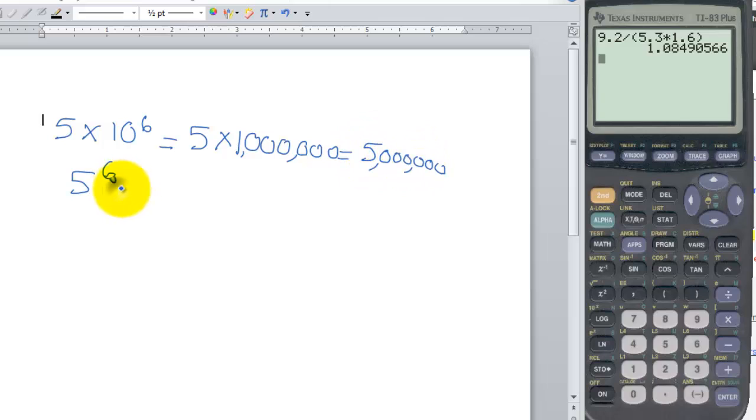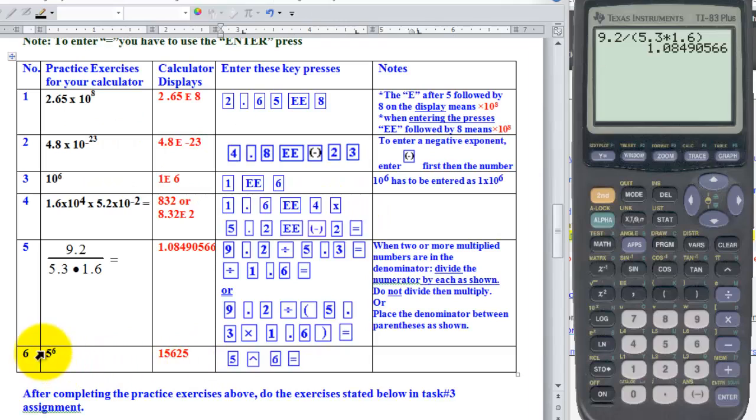While 5 to the power 6 means what? 5 to the power 6 means 5 multiplied by itself 6 times. Okay, so the answer would be different. So now to input 5 to the power 6 into your calculator, you'll go 5, and then you will not use the EE here. You'll use this button here, which means raise to the power.